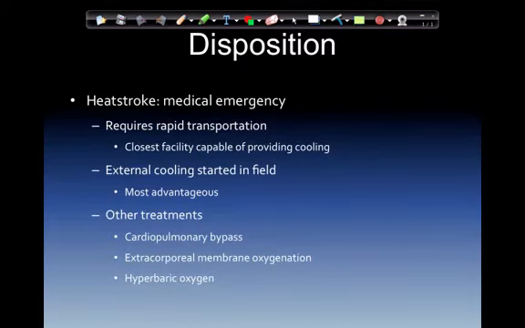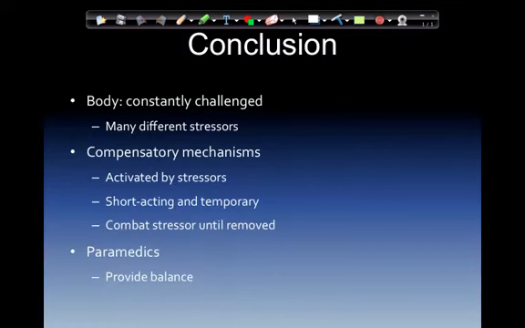Disposition: heat stroke is a true medical emergency. It requires rapid transport to the closest facility capable of providing cooling. External cooling started in the field is most advantageous to the patient. Other treatments: cardiopulmonary bypass, ECMO or extracorporeal membrane oxygenation, and then hyperbaric oxygen. ECMO especially pulls the blood out and allows it to cool a little bit in another device. It would also help with oxygenation. Very simply, the patient has multiple increased demands because of the increased heat production of the body.